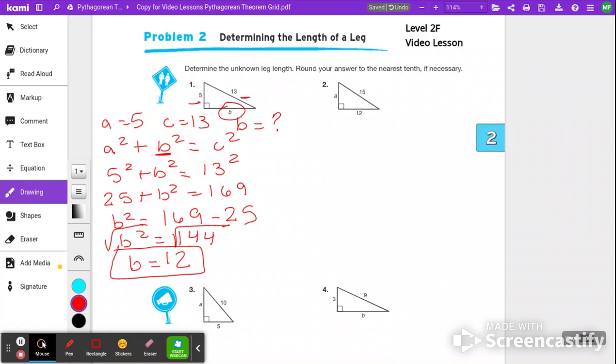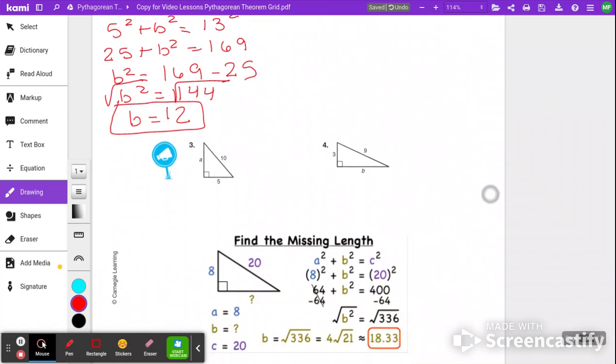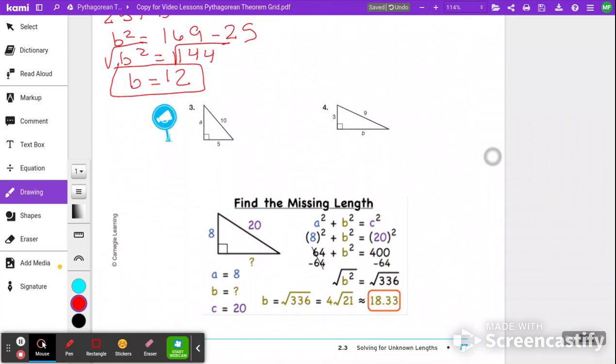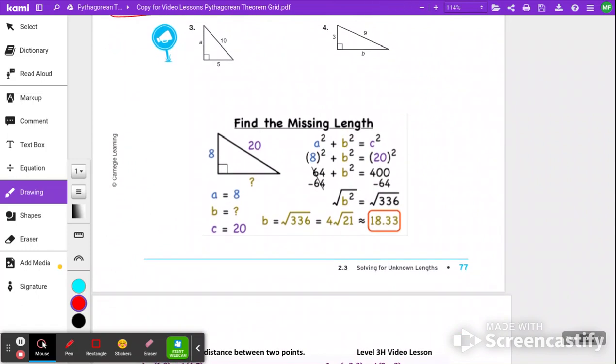We'll take a look at one more. Number 3. We have a very similar situation. We are missing side length A in this problem. I'm going to do this one just a little bit differently.